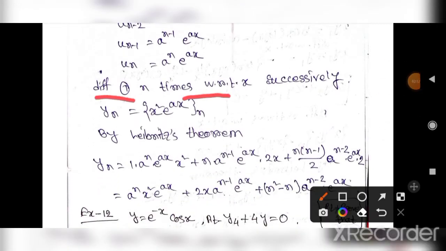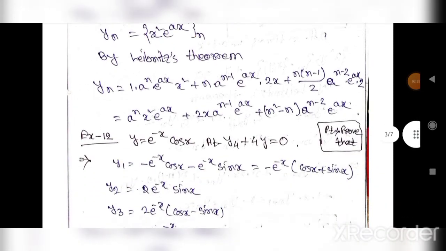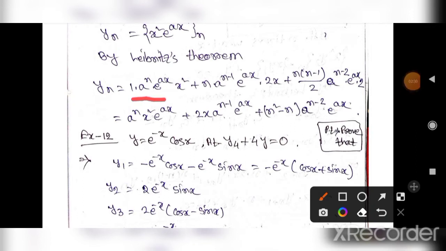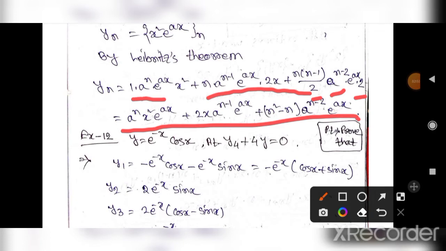Differentiating n times with respect to x, yn equals (x square e to the power ax) nth derivative. By Leibniz theorem, yn equals 1 into a to the power n e to the power ax into x square plus n into 2x into a to the power n minus 1 e to the power ax, plus n into n minus 1 by 2 a to the power n minus 2 e to the power ax into 2. So we get yn equals a^n x square e to the power ax plus 2n x a to the power n minus 1 e to the power ax plus (n square minus n) a to the power n minus 2 e to the power ax. This is the answer.